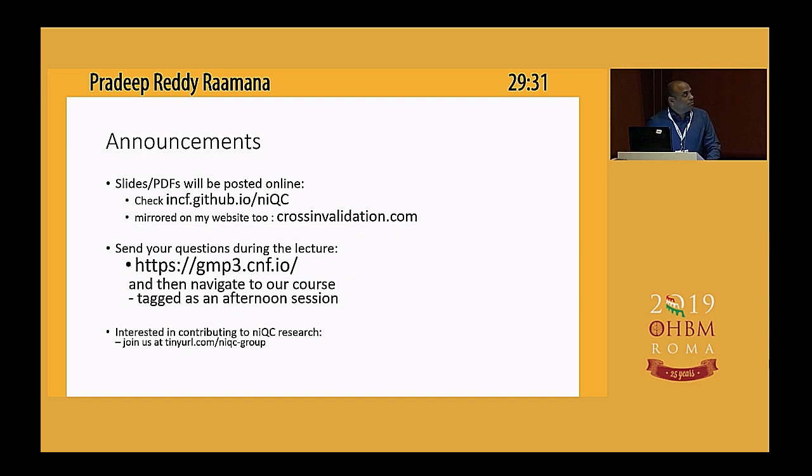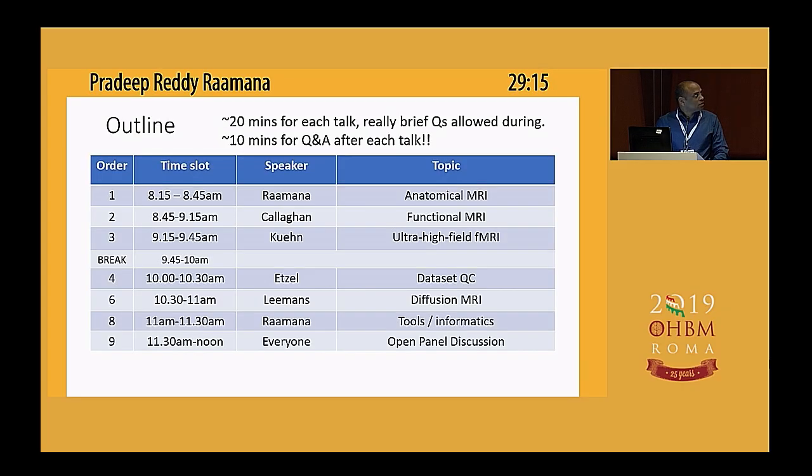I'll be starting with a talk giving you a rough overview of neuroimaging quality control, followed by some details into different QC use cases of anatomical MRI. This is the rough schedule. After that, there is going to be a break at about 9:45 a.m., and an open panel discussion at 11:30, where more open-ended and longer questions can be asked.